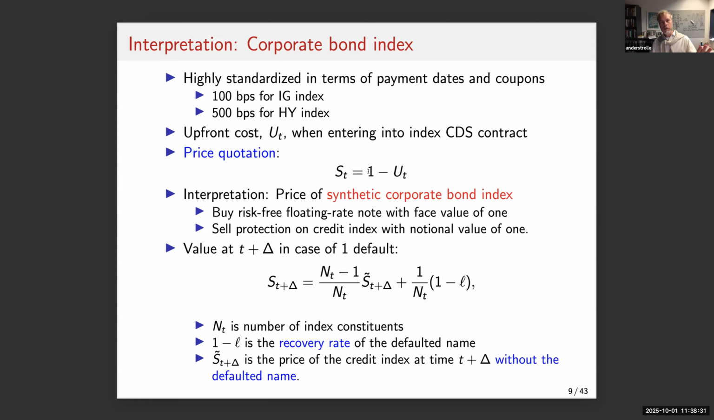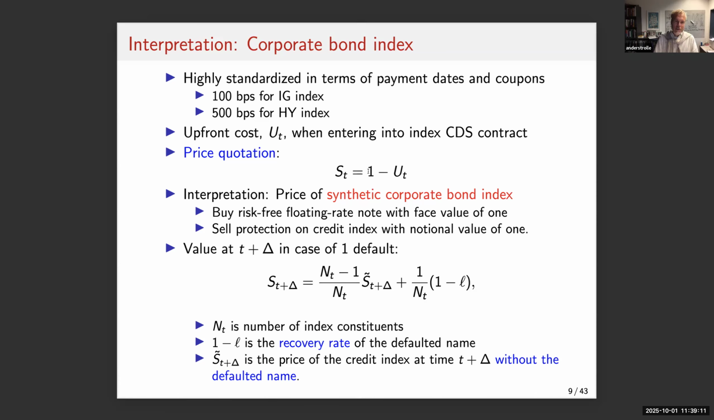The price quotation is, or they're quoted in terms of either spread or price. In this paper, we use price quotation, and the price is just 1 minus the upfront. You can really think of the price as the price of a synthetic corporate bond index, where you buy a risk-free floating rate note and sell protection on the credit index, in both cases with a face value or notional value of 1. So you enter the index at a price of S_t, at time t, and then you hold it for a delta period, and we're going to look at daily holding periods.